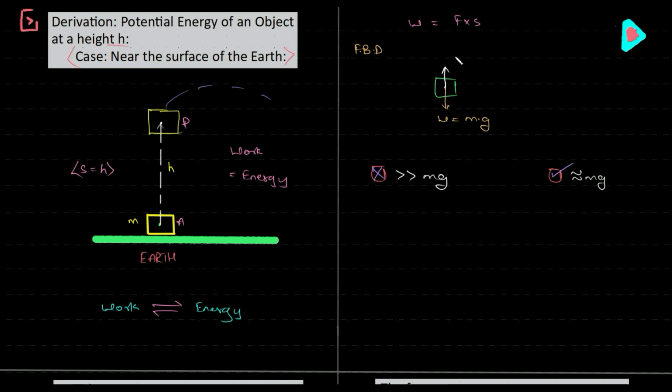But since we are talking about ideal scenarios, we are looking at force which is almost equal to mg. It should be very, very close to mg, so we can equate it to mg. Again, we are talking about an ideal scenario, so it is very close to mg. So we can just equate it to mg.